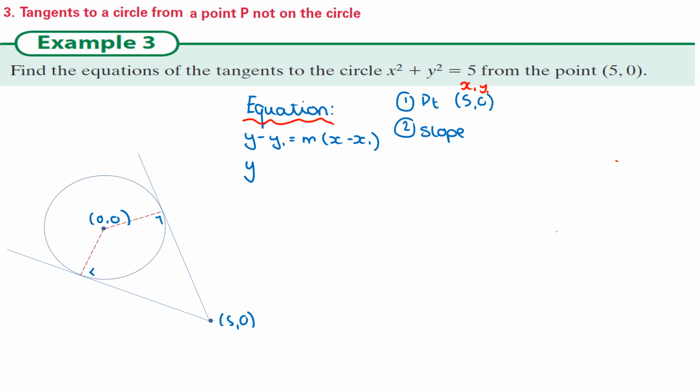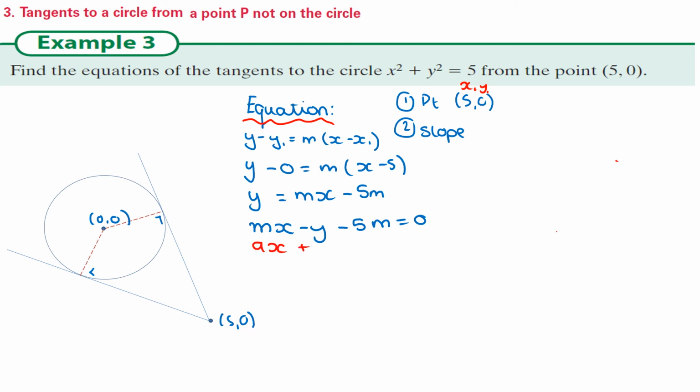So we get y minus 0 equals m bracket x minus 5, and that gives us y equals mx minus 5m. Rearranging this in a format we can use for a perpendicular distance formula is mx minus y minus 5m equals 0. So that's now in the form of ax plus by plus c equals 0. Now I know that, just like in the last question, if we measure from the center 0, 0 out to either of these tangents, that we should be able to get the radius.